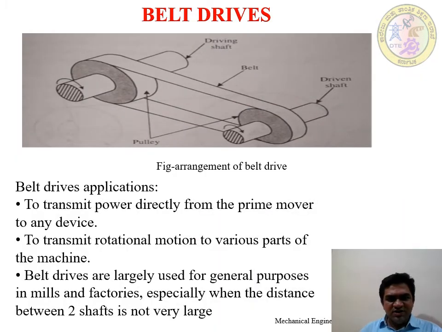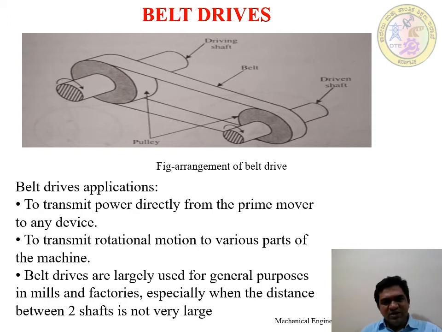The next is belt drives. We know that belt drives are used to transmit power from the prime mover to any device. This is the simple diagram of belt drives, which consists of a driving shaft and a driven shaft, and this is the belt, which has contact with the pulley.